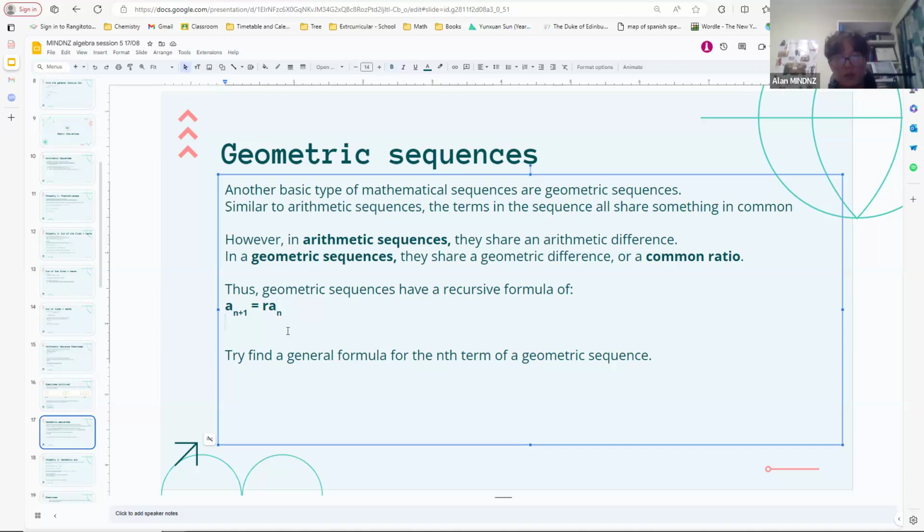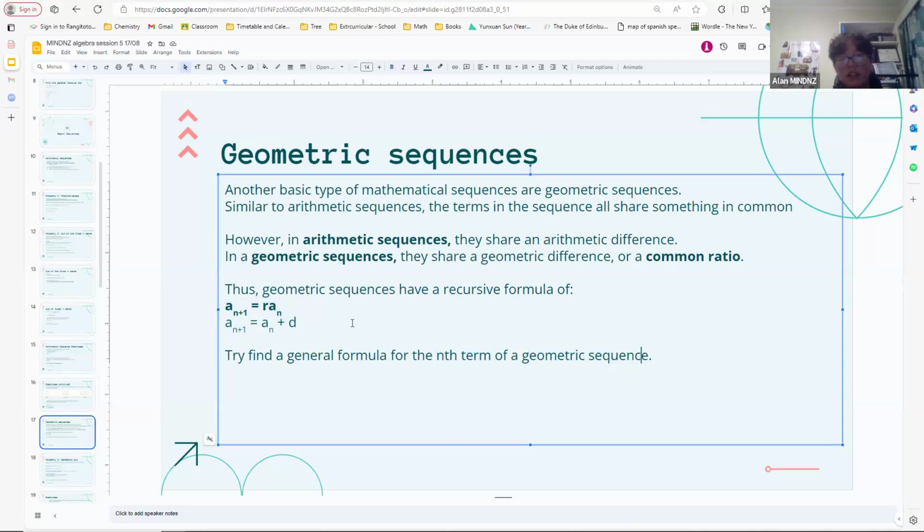And then before we had a_(n+1) equals a_n plus d, the common difference. But now we have a common ratio. So given this common ratio, try to find a general formula for the nth term of a geometric sequence.